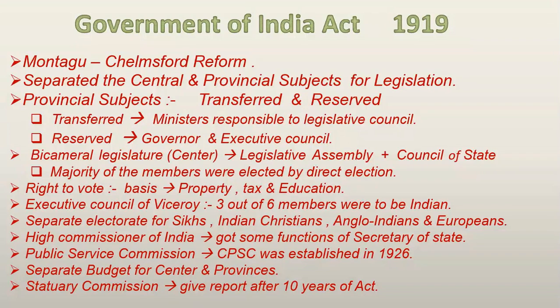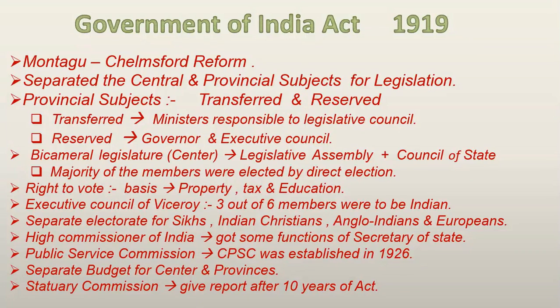So friends, now 3 out of 6 members of the Executive Council of Viceroy were to be Indian. Now, what does it mean? So there were 6 members in the Executive Council of Viceroy. So this act provided that now 3 out of 6 members should be Indian. So till now, what was the practice? That the majority of the members of the Executive Council of Viceroy were Britishers. But now according to this act, at least 3 members of the Executive Council of Viceroy should be Indians.